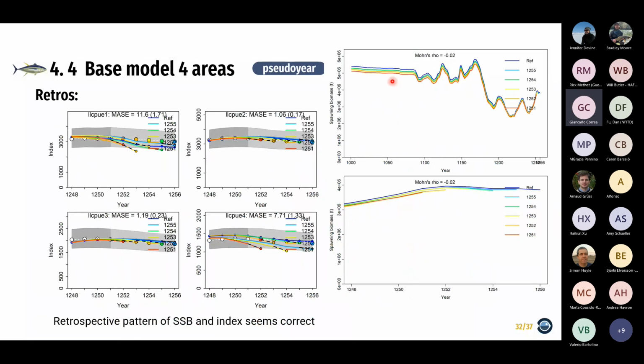And similarly here, the Mohn's rho index was pretty good, so we didn't find a retrospective pattern here. And also the predictive scale for some indices were pretty bad, especially for the index 1 or for the CPUE 1 or for the CPUE 4.